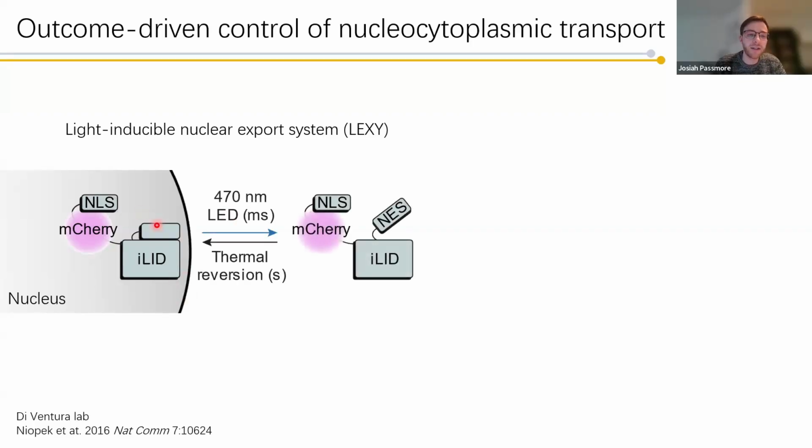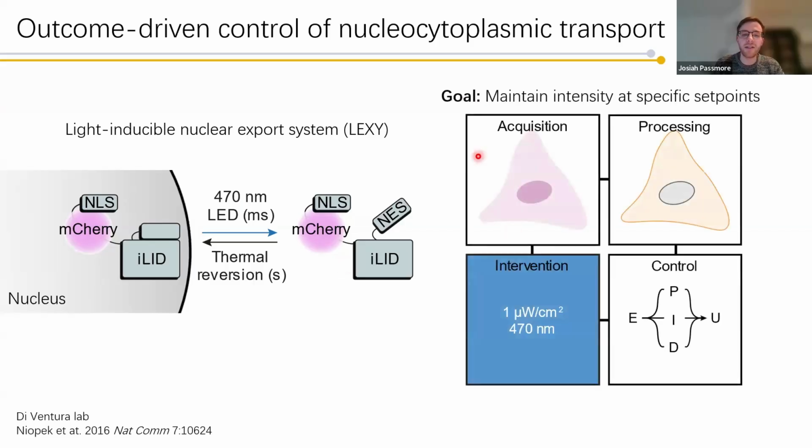And in the dark state, this is held in the nucleus because of the NLS. But when you illuminate with blue light, this alpha helix again unfolds, but this time this alpha helix has an NES encoded. An NES is a nuclear export sequence. And as we know that a nuclear export sequence is stronger than a localization sequence, the construct is shuttled outside of the nucleus and into the cytosol. And this is nicely reversible. And so we thought that we could use this to maintain intensity at specific set points in our cell.